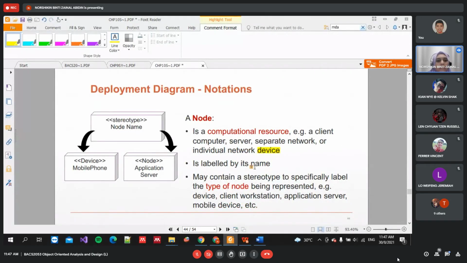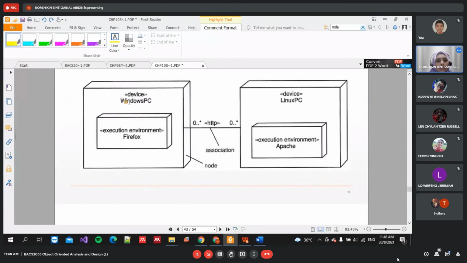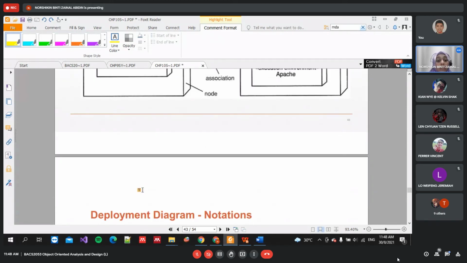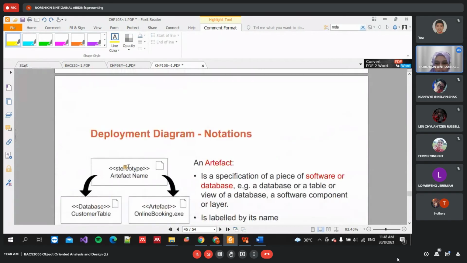It is labeled by its name, the name of the physical node, and may contain a stereotype to specifically label the type of node being represented. Example: device, workstation, application, mobile device. For example, here is how we write our node. Mobile phone, this is the example. Device, Windows PC, personal computer. If you want to apply this, you can go back to the previous slide.